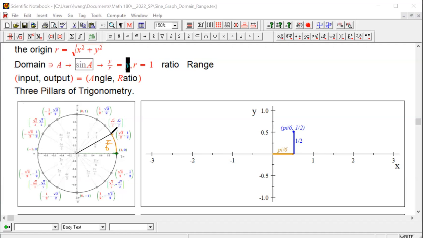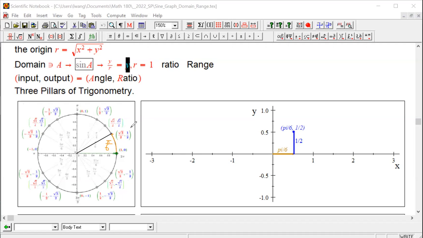And we're going to use this arc length. We're going to stretch it straight, and we put it here because this is the input. This is the angle, right? Angle pi over 6 has the same value as the arc length pi over 6. And this arc length pi over 6 is going to be stretched straight. And so that's pi over 6. You see that? That's pi over 6.